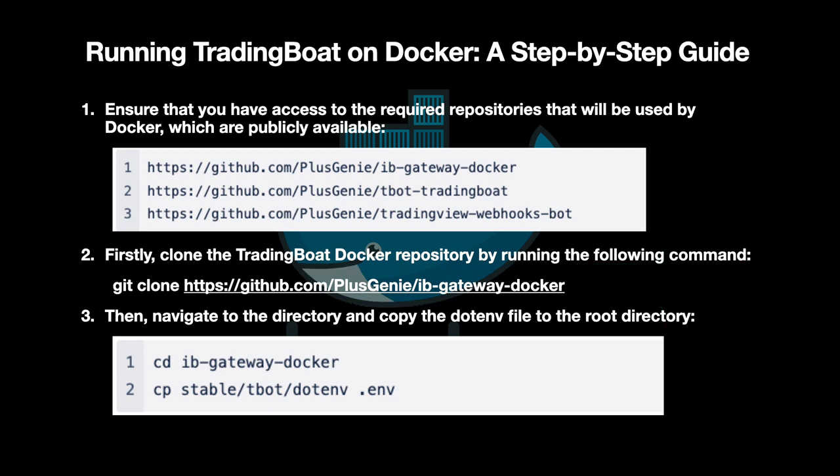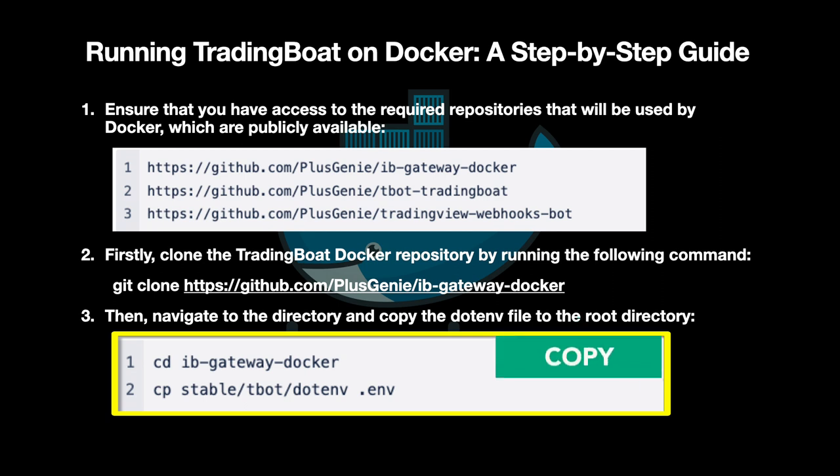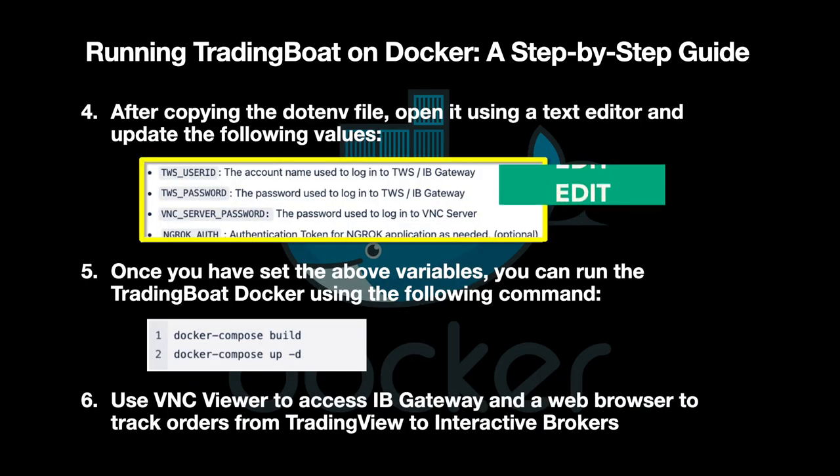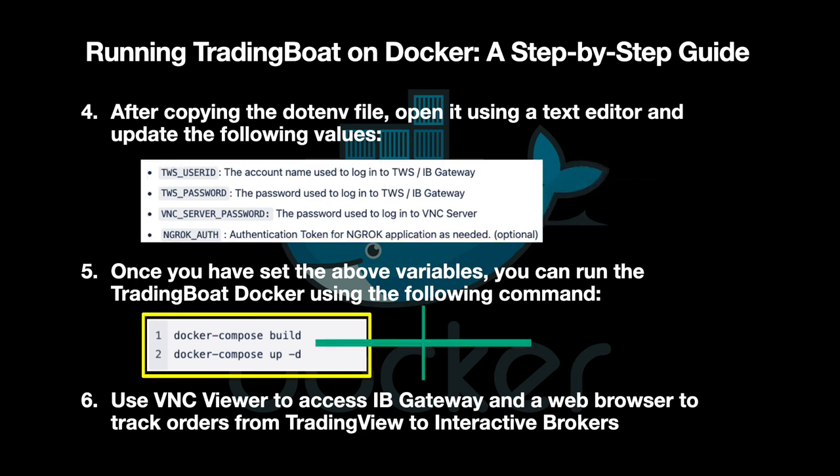And then, please navigate to the directory and copy the .env file to the root directory. After copying the .env file, open it using a text editor and update the following values. Once you have set the above variables, you can run the Docker using the following command.